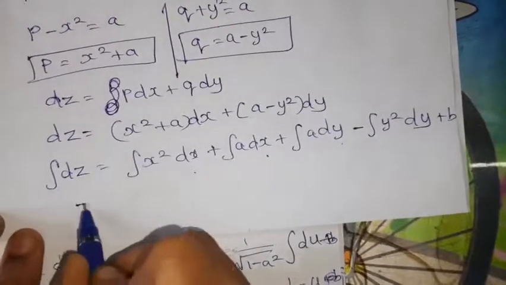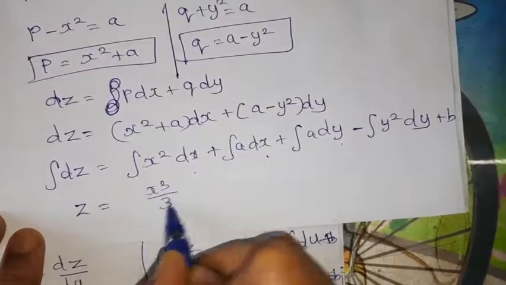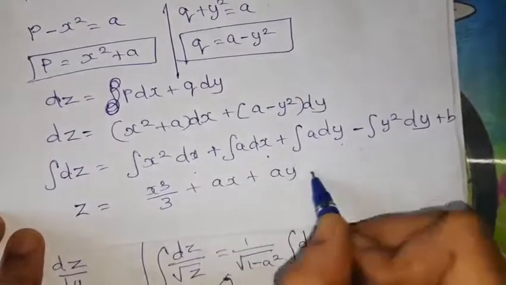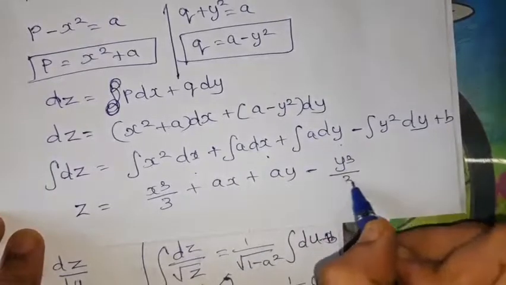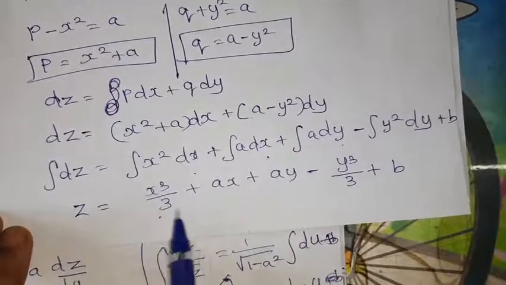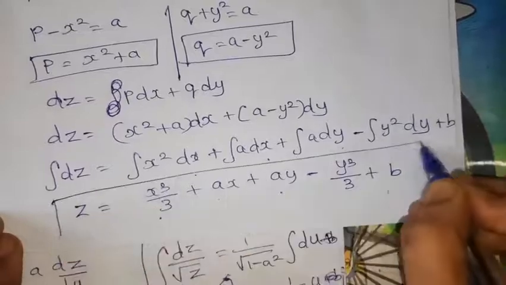Integral dz equal to z only. Then x cube by 3 plus ax plus ay, this term, then minus y cube by 3 plus b. So x cube by 3 plus ax plus ay minus y cube by 3 plus b. So this is the solution.